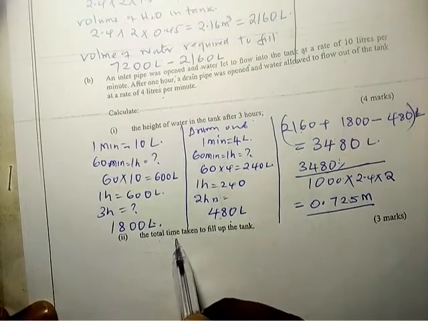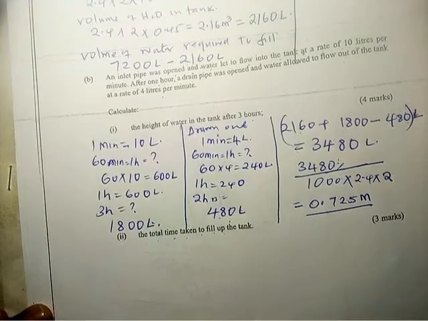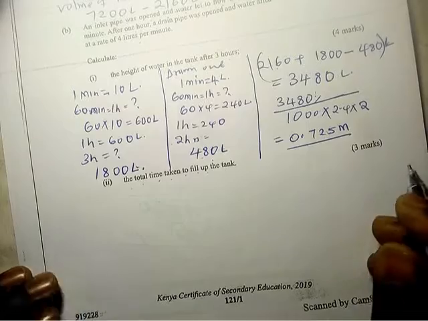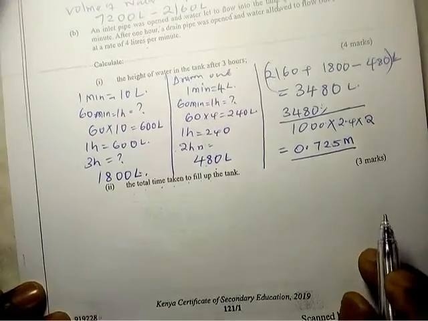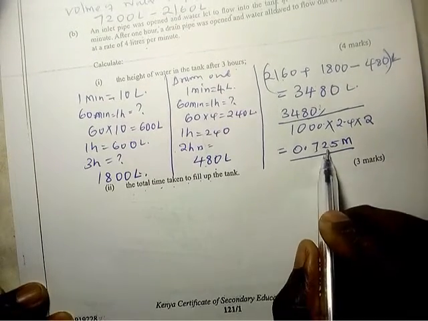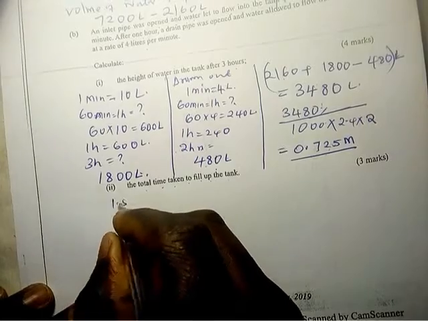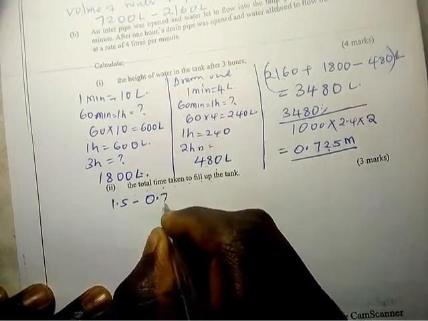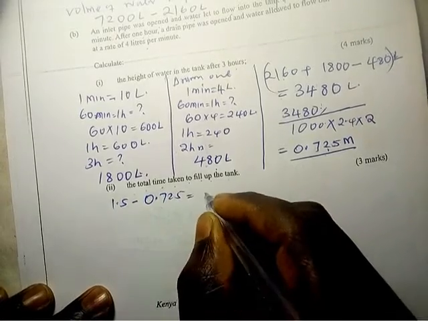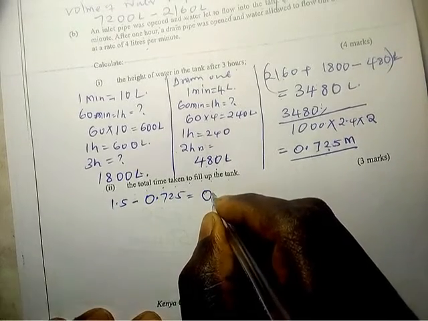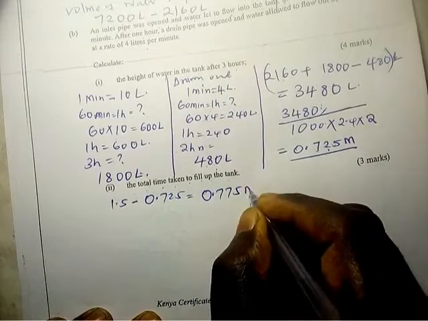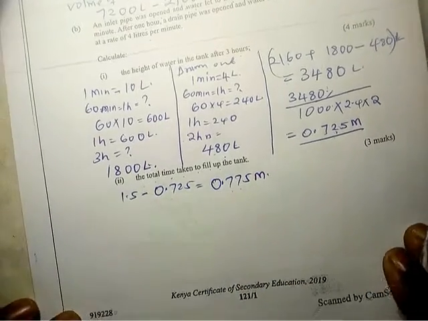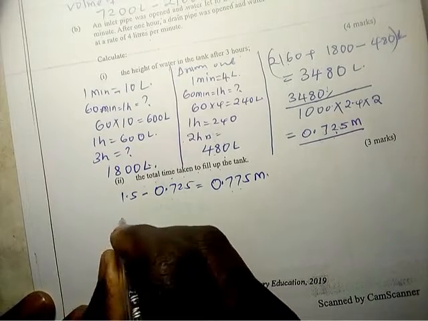So the total time taken to fill up the tank, first we want to know the remaining height. It has filled up to this level. It was 1.5, so how much remains for it to be full? We get 0.775 meters remaining to fill. This is the height that is remaining. So we can now get the volume of water required.